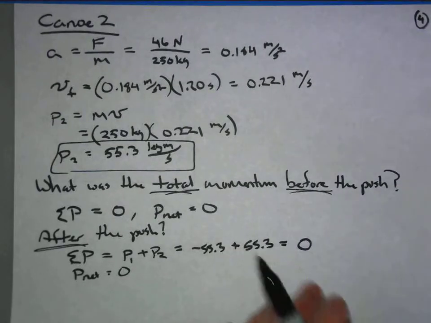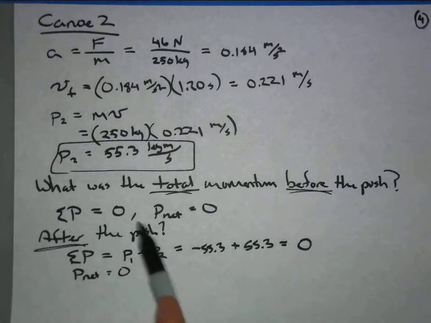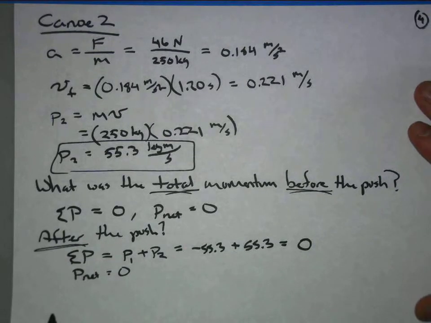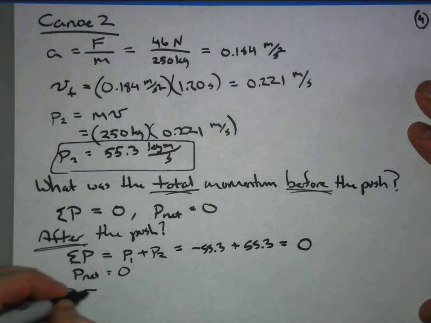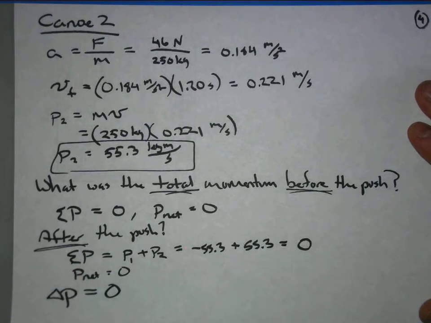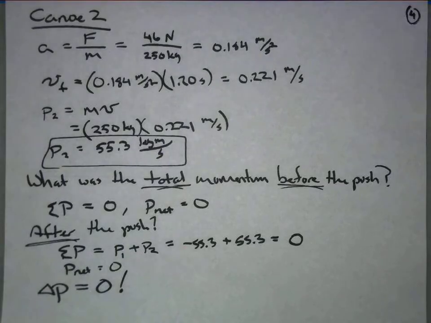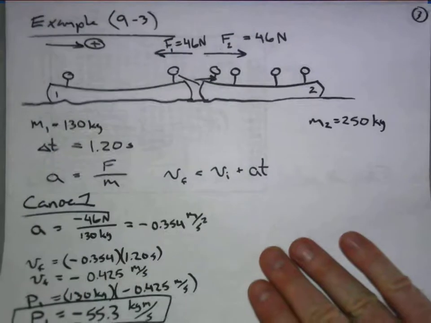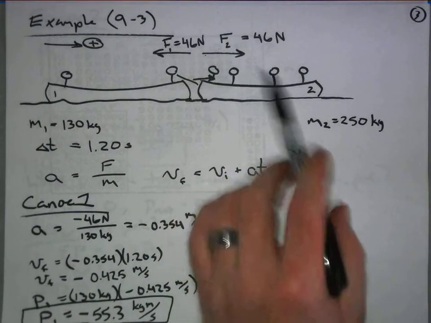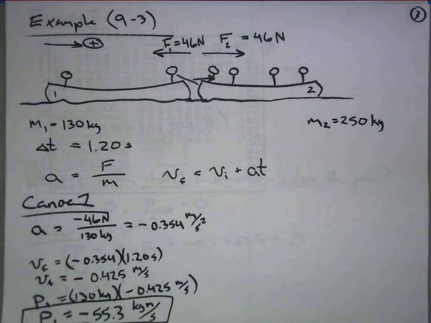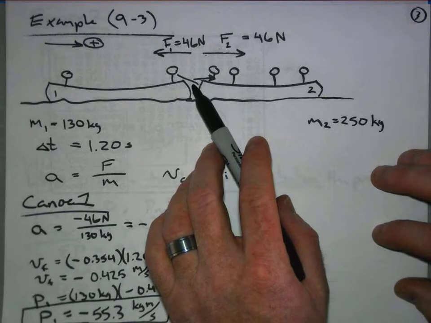So what does this tell us? Our total momentum before the push is 0. Our total momentum after the push is 0. What we've seen is that momentum is conserved. The change in momentum is 0. So how can this be? Well, how about that push? Wouldn't the push have affected the momentum of our system? Well, no. This push, turns out, is an internal force.